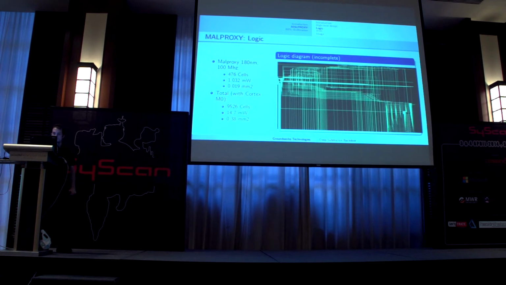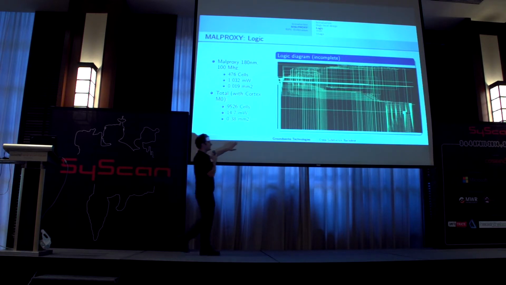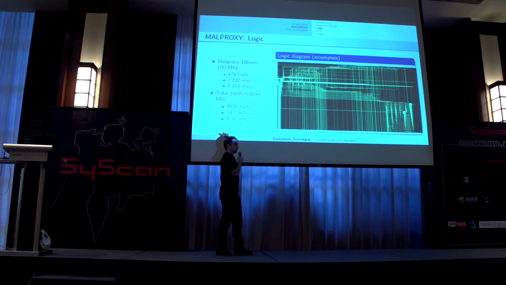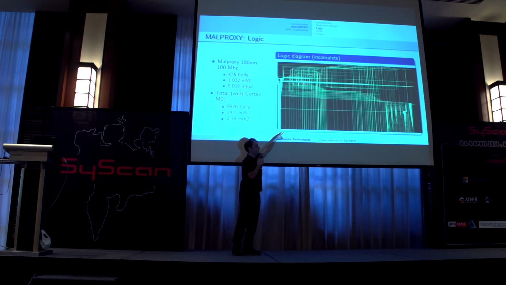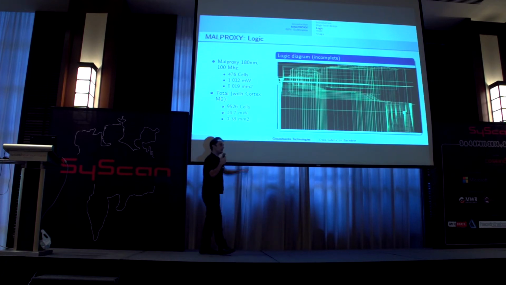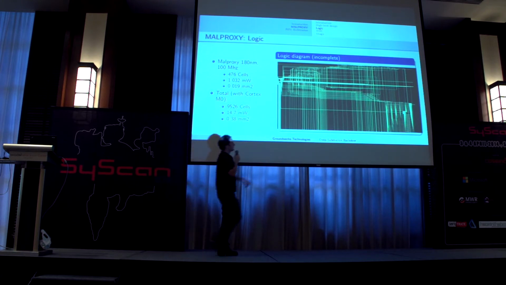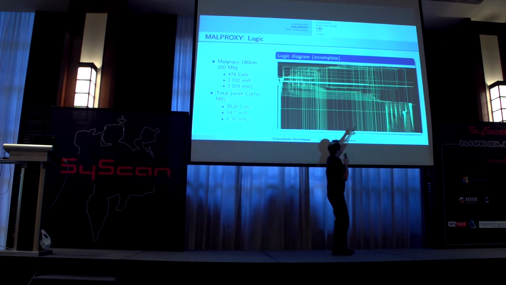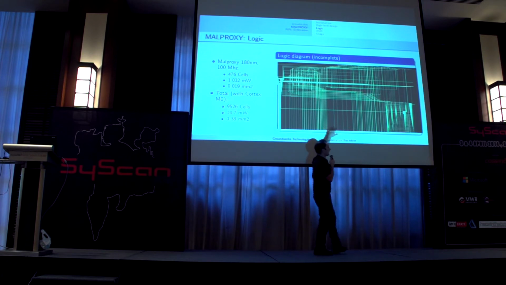Here is how it looks when we synthesize. I think this is 45 nanometers. I think this is the logic. It's not physical. This is how, when you compile that code, it results in about 400 gates. And you can see a little orange points here. There are the gates, and the green lines are the connections.